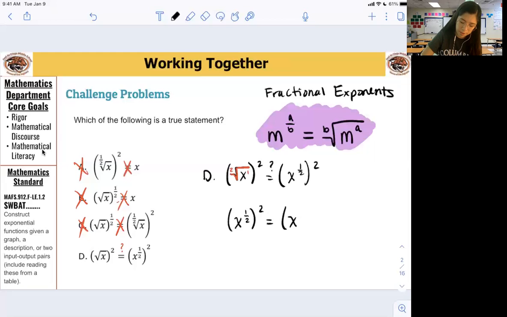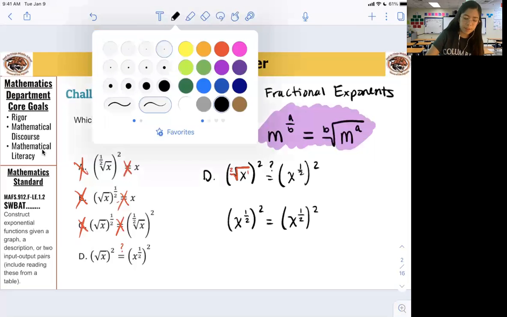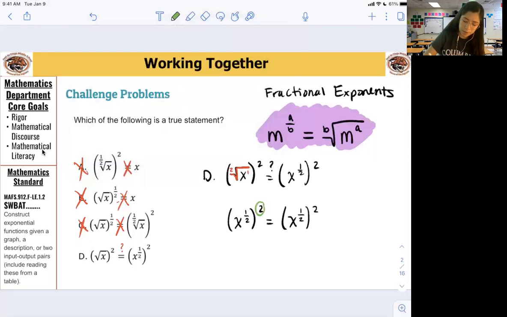And oh, look at that. I have x to the power of 1/2 squared. So already I have the same thing on both sides, but let's just finish it. What do I do here on both of these? What operation? Multiply it. Good. We distribute, so we multiply. And what is 1/2 times 2?